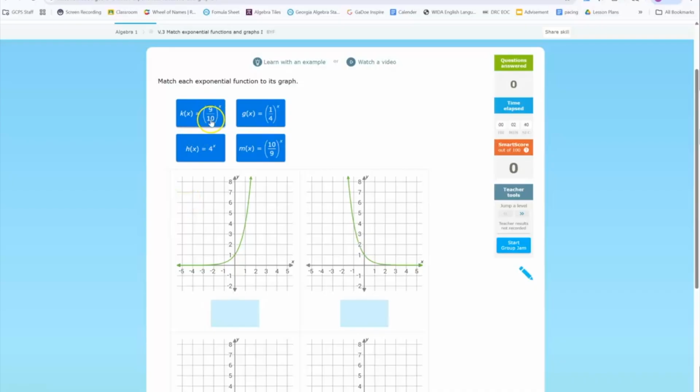All right, 9 out of 10. This is smaller than this one, so I know this is decay. 1 out of 4. This is smaller, so I know this is also decay. So here are my 2 decays.